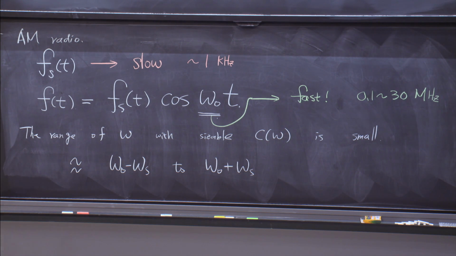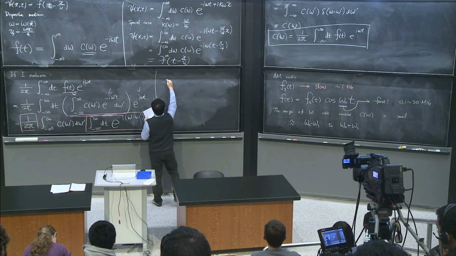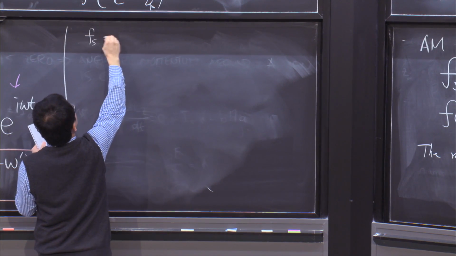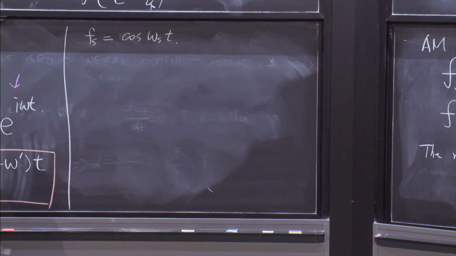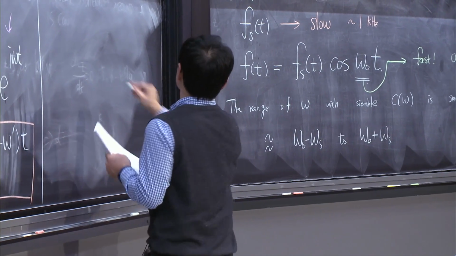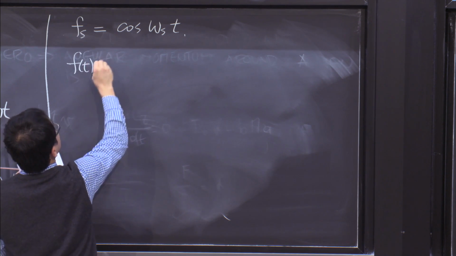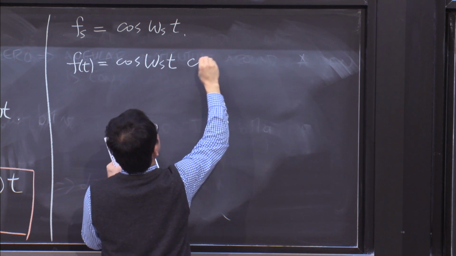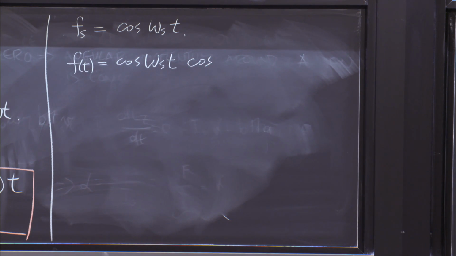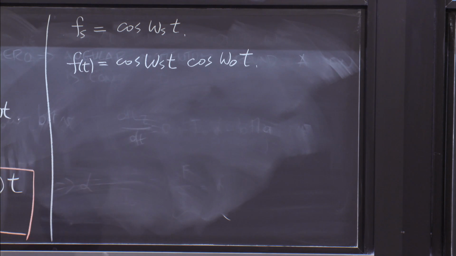How do we know this? That is because if I now, for example, send fs equal to cosine omega s t, just a harmonic wave, then I'm going to get f of t equal to cosine omega s t multiplied by cosine omega 0 t. So I have cosine multiplied by cosine.